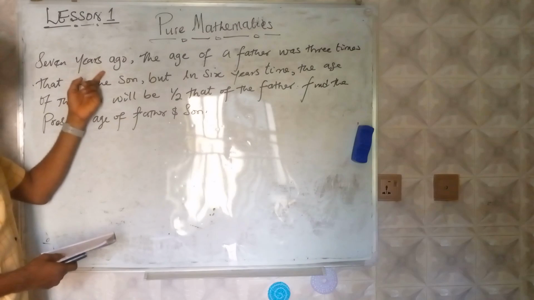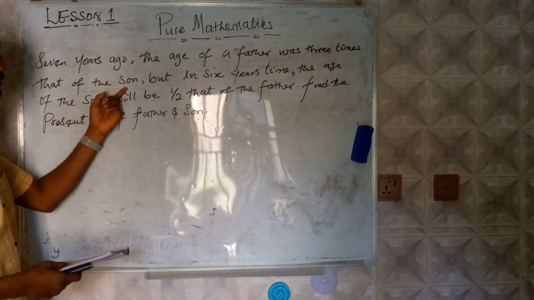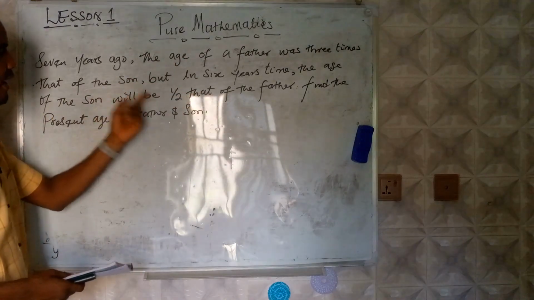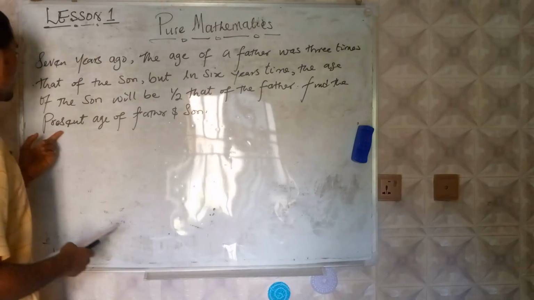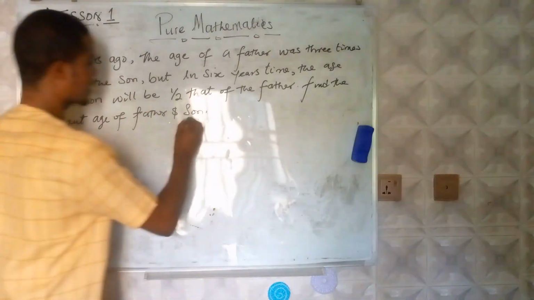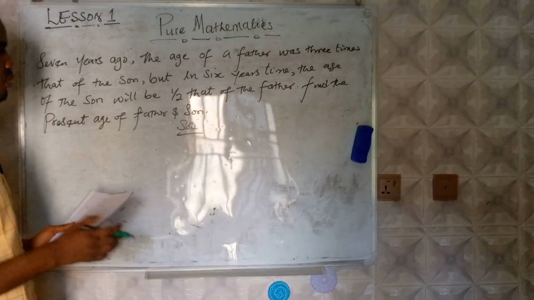It says 7 years ago, the age of a father was 3 times that of the son. But in 6 years' time, the age of the son will be half that of the father. Find the present age of the father and the son. So we're going to solve this simultaneously, but we're going to be able to represent them using linear equations.